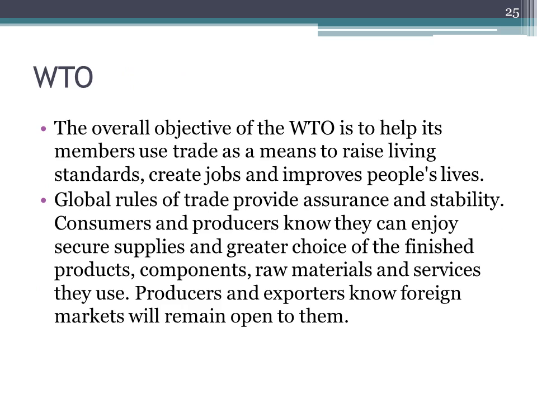WTO: the overall objective of the WTO is to help its members use trade as a means to raise living standards, create jobs, and improve people's lives. Global rules of trade provide assurance and stability. Consumers and producers know they can enjoy secure supplies and greater choice of the finished products, components, raw materials, and services they use. Producers and exporters know foreign markets will remain open to them.